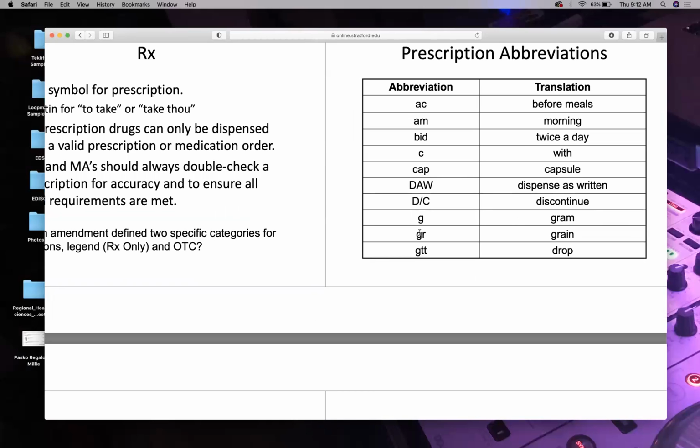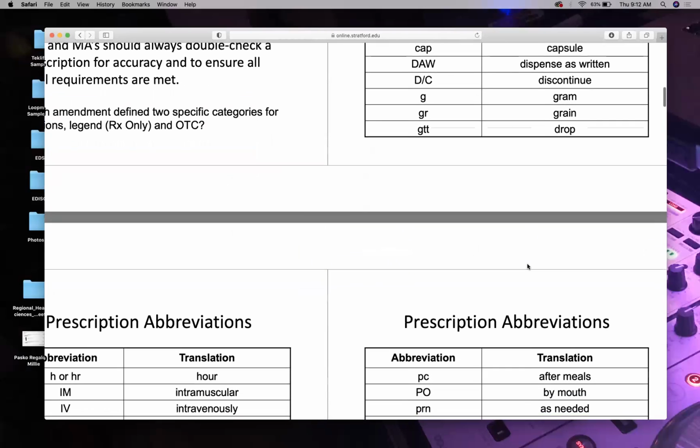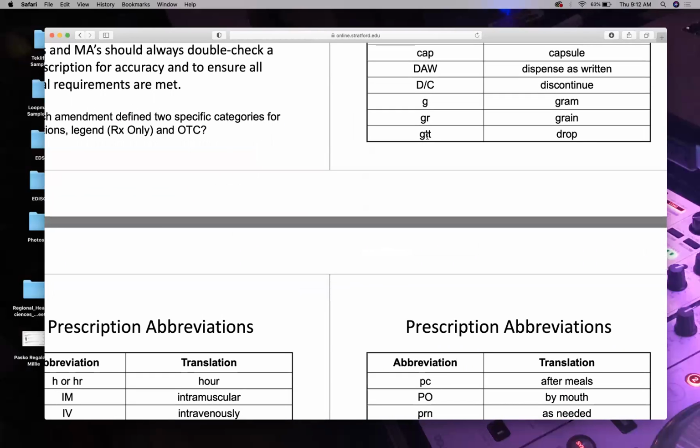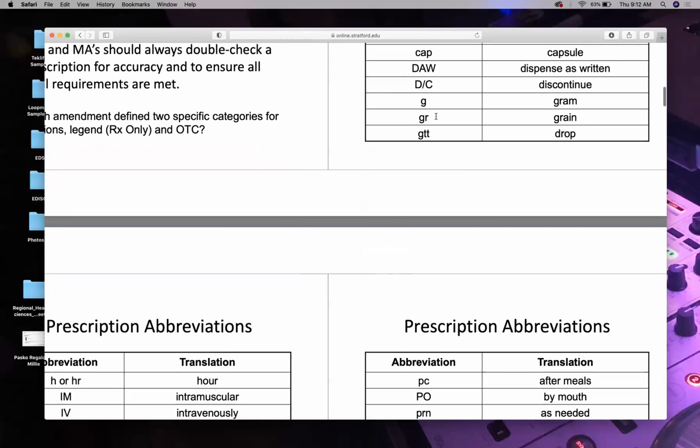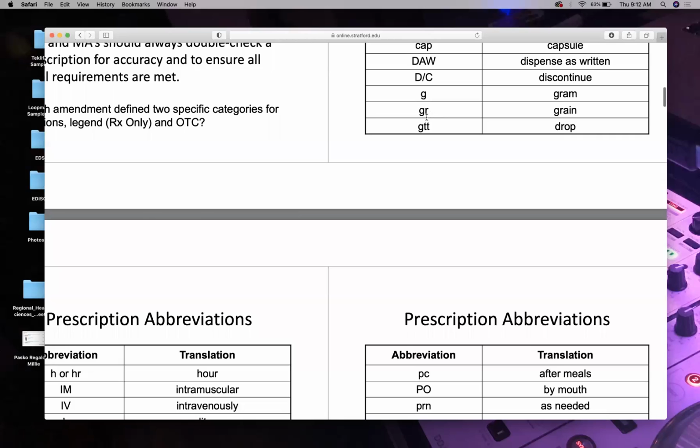G is gram. Now, when you have stuff like this, write it out. Grams, grains, drops. I write it out, because this GTT, if the doctor has horrible handwriting, looks like GR. This GR looks like G. Or sometimes some people think GR is grams. Grains and grams are totally different. A grain is like a tiny amount. So if my patient is supposed to take 20 grams and the pharmacy orders 20 grains, it's nothing. 20 grains is nothing compared to 20 grams.